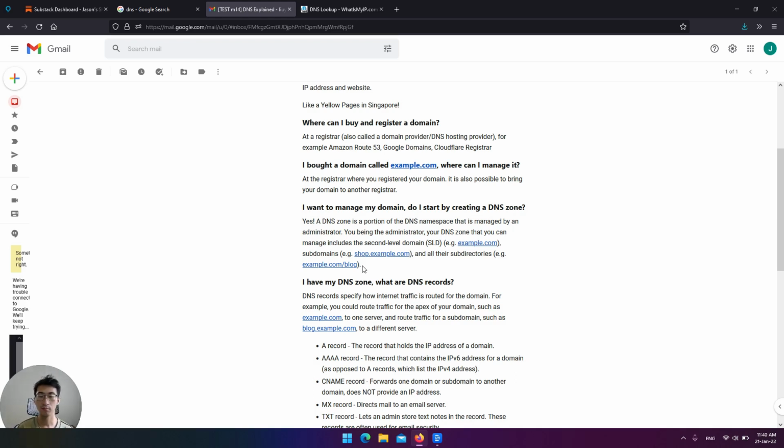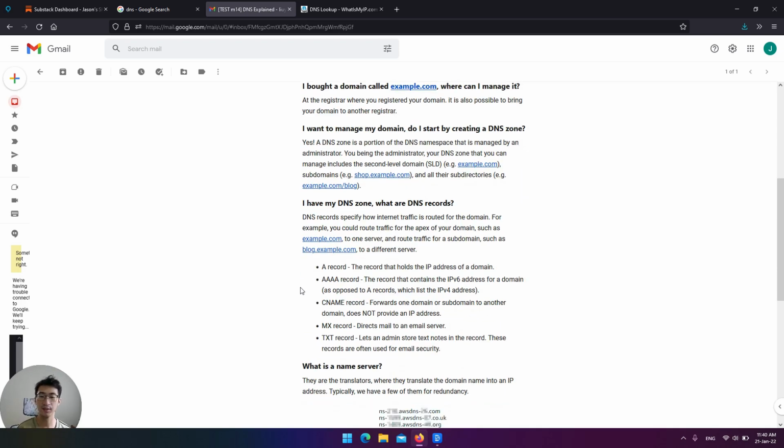So when you already have a DNS zone, then you create DNS records. There are a few common ones that you probably hear around quite a lot. For example, A record, AAAA record, CNAME record, MX record, TXT record, and more actually, but these 5 are the most common ones. So a DNS record specifies how internet traffic is routed for the domain. For example, you can route traffic for the apex of your domain, such as example.com, to one server, and route traffic for a subdomain such as blog.example.com to another server.